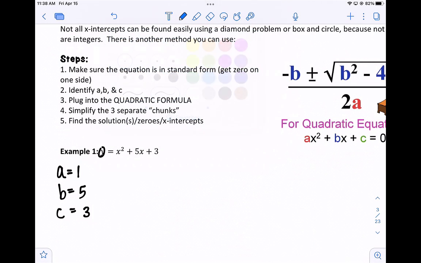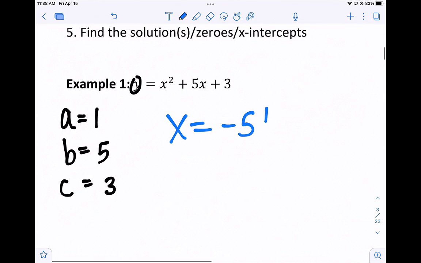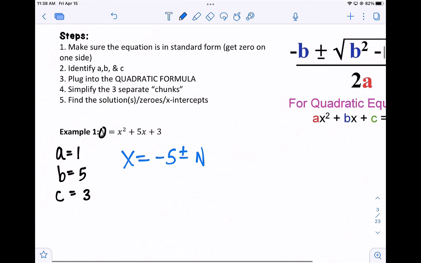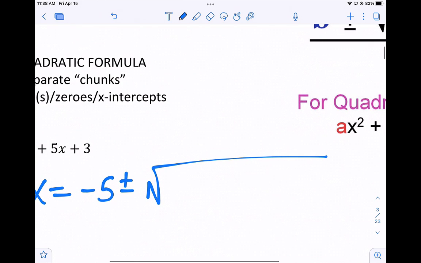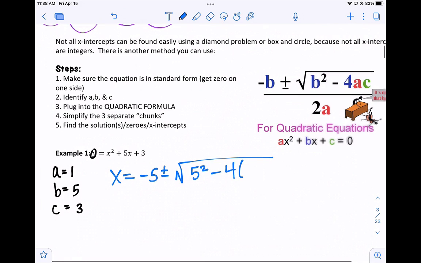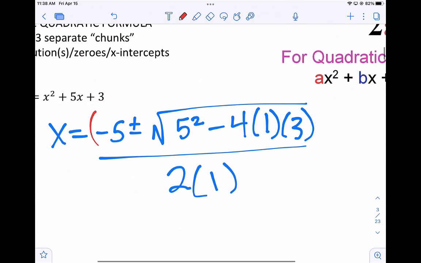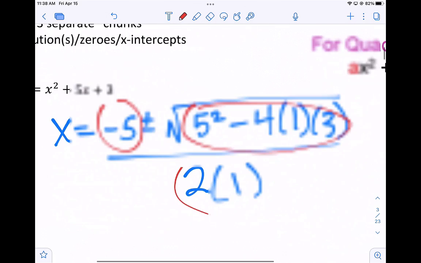So plugging into the formula, we have x equals opposite b right here, and the opposite of 5 is negative 5. So negative 5 plus or minus the square root of b squared, so we have 5 squared, minus 4 times a, which is 1, times c, which is 3, all over 2a. Okay, it looks like a lot, but then we're going to simplify it. So there's these 3 numbers that I'm going to want you to get: the number under the radical, the square root sign, the first number, and the number on the bottom.